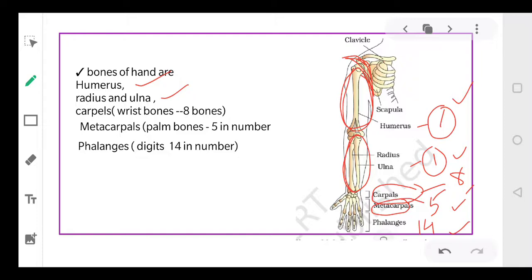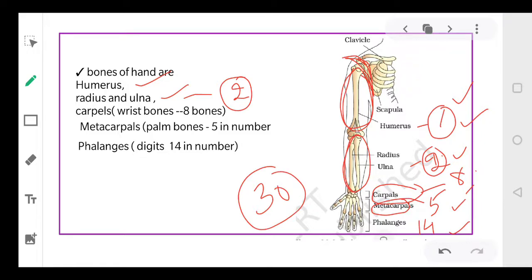Now can you count how many total it is? See, 1 plus 2, 10, 10, 20, and how much? See, your radius ulna, they are 2 in number. आपके जो radius ulna है वो 2 हैं. So 1 humerus, 2 is radius ulna. So 8, 9, 10, 11. So that makes us 30. So one hand has 30. Second hand also will have 30.